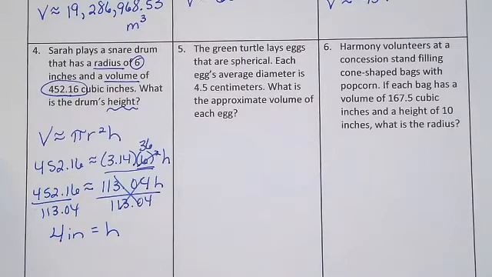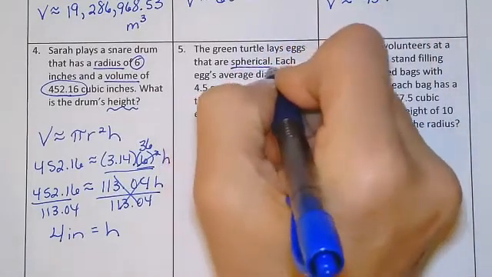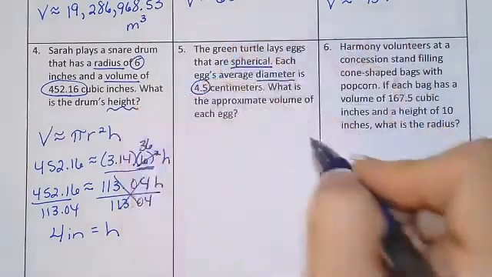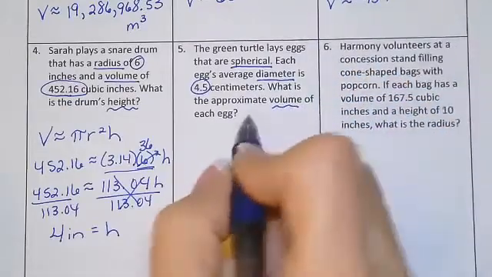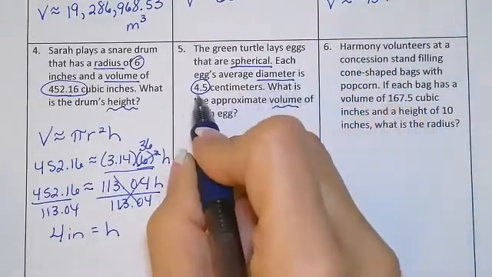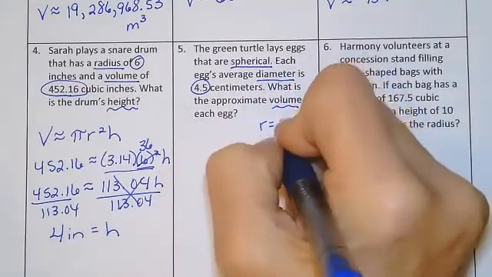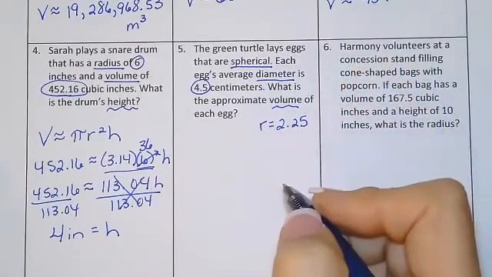Number 5, the green turtle lays eggs that are spherical. Each egg's average diameter is 4.5 centimeters. What is the approximate volume of each egg? So spherical is important to know. The diameter is 4.5 centimeters, and we are asked to find the volume. Okay, so this is diameter. We need radius. So if the diameter is 4.5, that means the radius is 2.25, half of that.